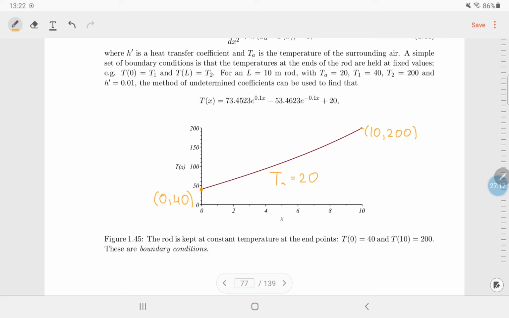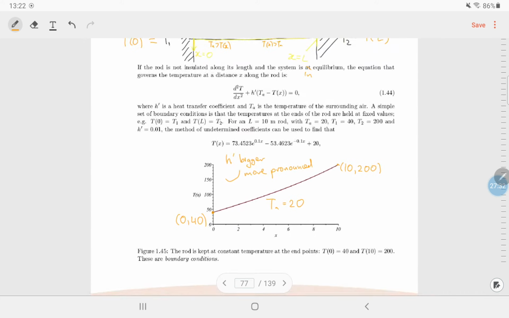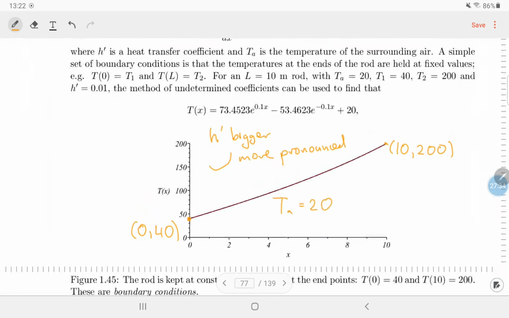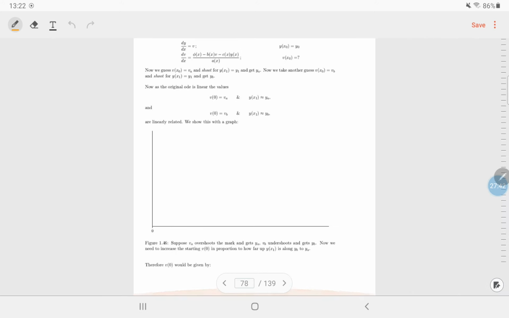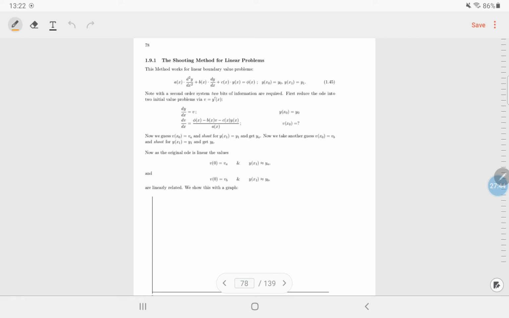If H dash is bigger, the dip is more pronounced, if you know what I mean. The rod will be colder, okay? But you're still going to have at 0 along the beam, the temperature is 40, and at 10 along the beam, the temperature is 200. So this is another example of a boundary value problem. I think in the next one, we're going to look at something called a shooting method, a method for attacking these.